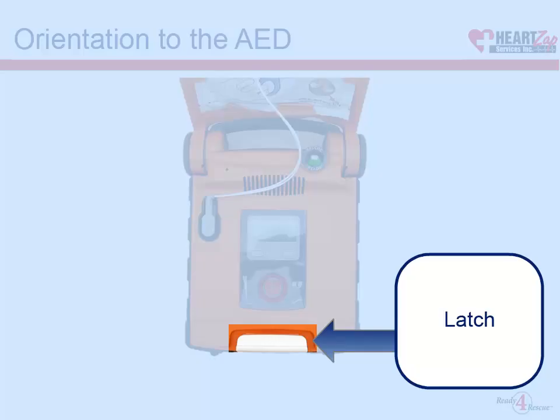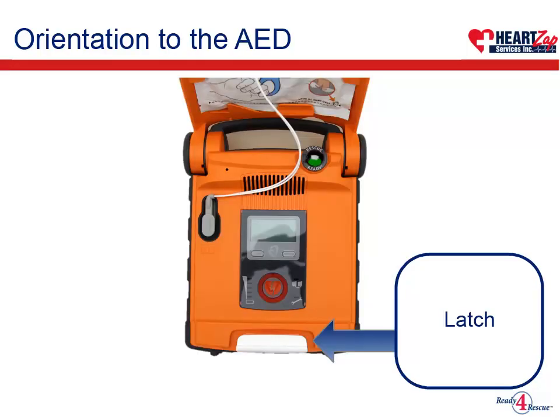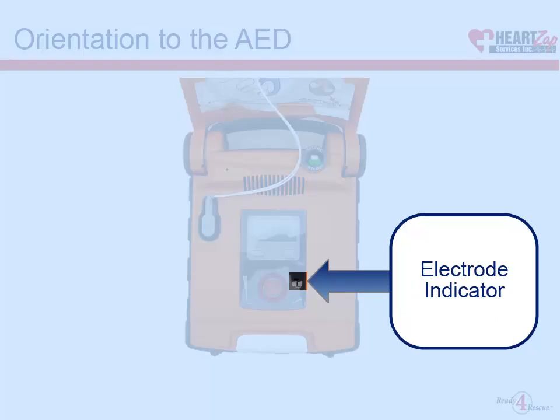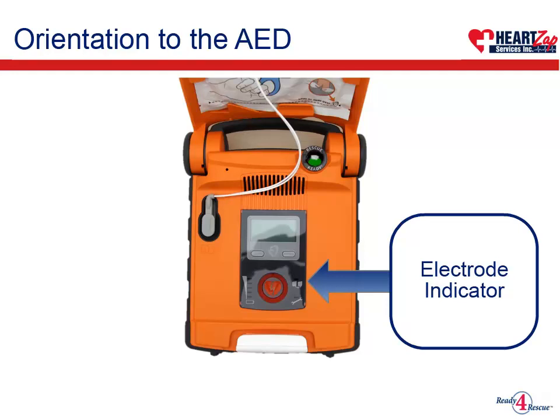The latch. Pressing down on the white latch will open the lid of the AED. Once the lid has been opened, the AED will turn on and begin to provide instructions on the next steps. The electrode indicator. The electrode indicator will light up when the pads are improperly connected to the AED, cold, dried, or damaged, or detached from the patient during a rescue.